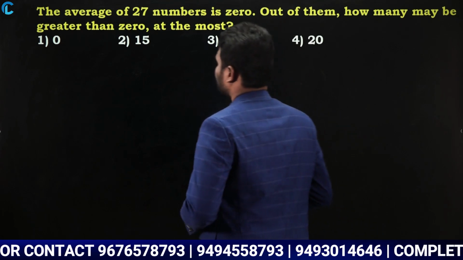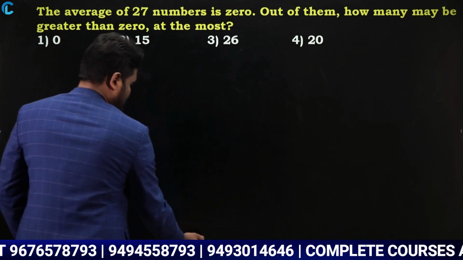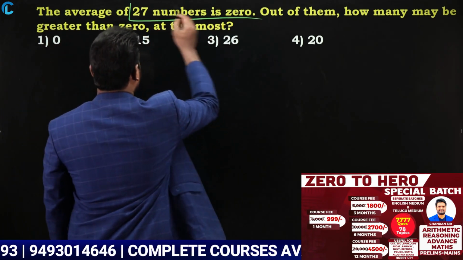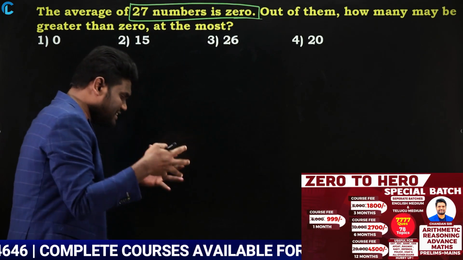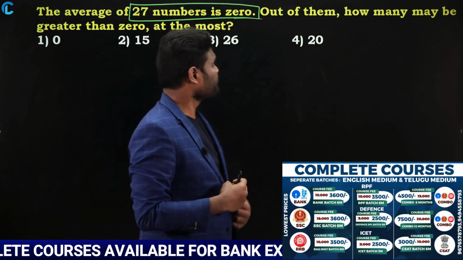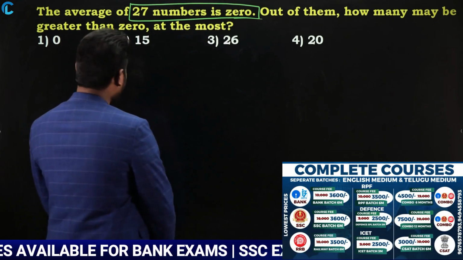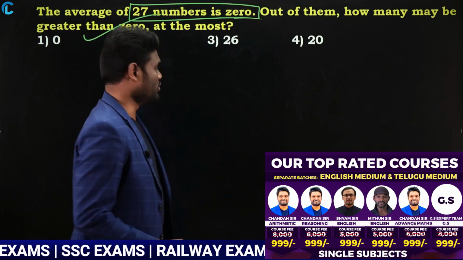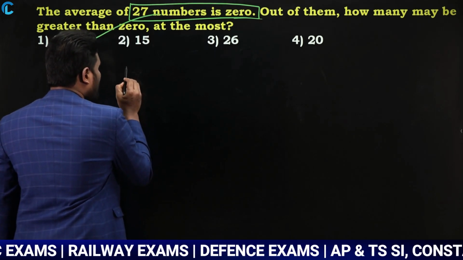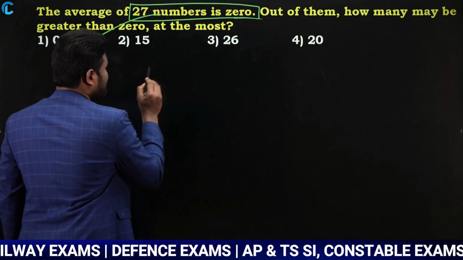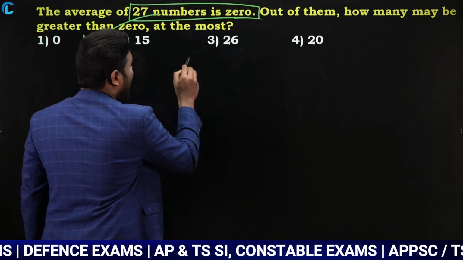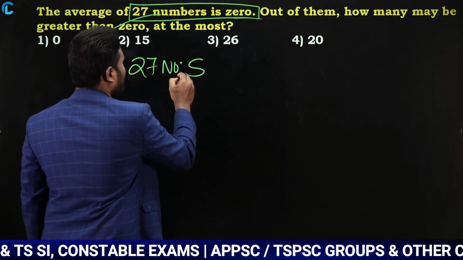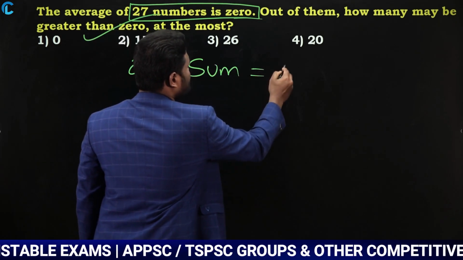Let us look at the next one. The average of 27 numbers is 0. Look here, average of 27 numbers 0 means when you add all of these numbers, the sum also should be 0. Out of them, how many may be greater than 0? Now your question is how many may be greater than 0? If the 27 numbers average is 0, then I can say the 27 numbers sum also should be 0.